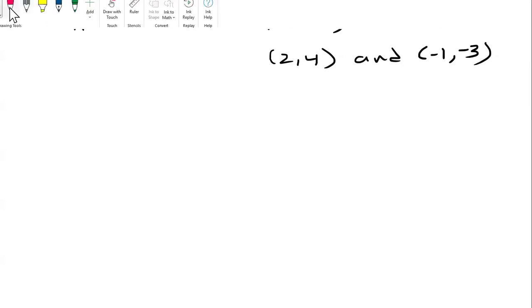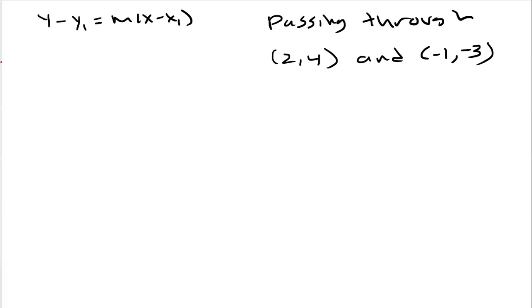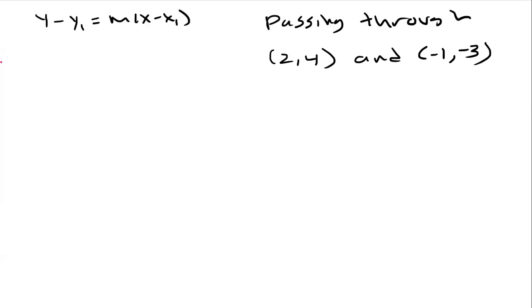Okay, so we have the 2 points here: (2, 4) and (-1, -3). We need to write in point-slope form. So we need the slope formula, right? y2 minus y1 over x2 minus x1.